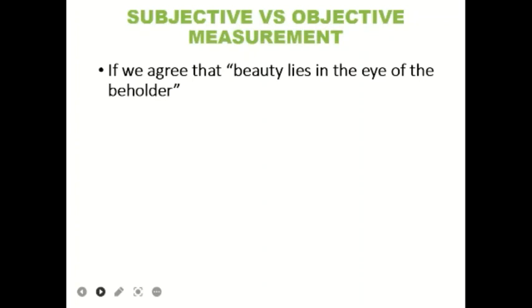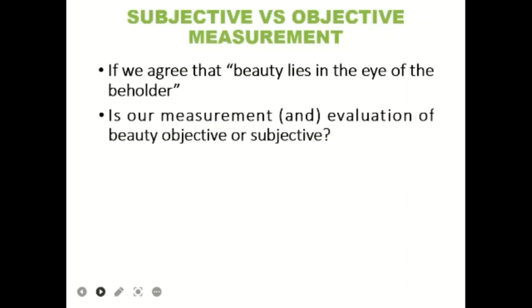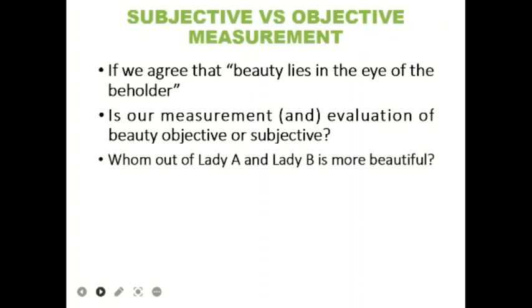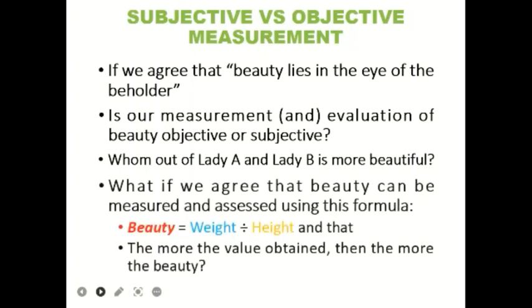We look at the picture. Some may argue seriously that beauty lies in the eye of the beholder. That is a common assertion. But if our measurement and evaluation of beauty were to be objective, what are we to do? Whom out of Lady A and Lady B is more beautiful? If beauty lies in the eye of the beholder, that is then what we can call subjective measurement, because the way beauty is measured is now dependent on who is doing the measurement.